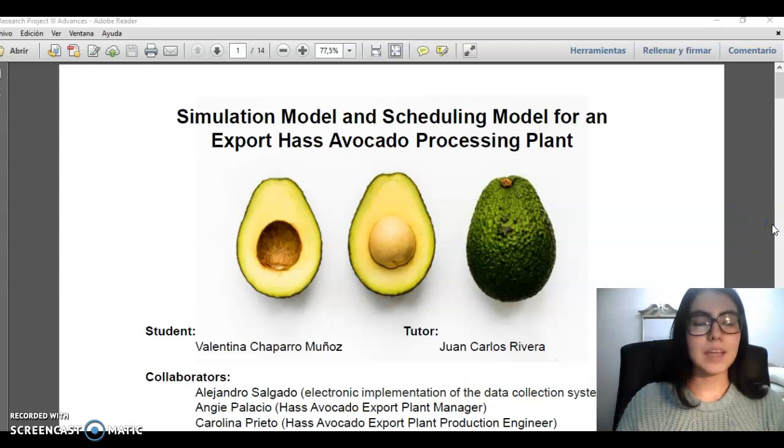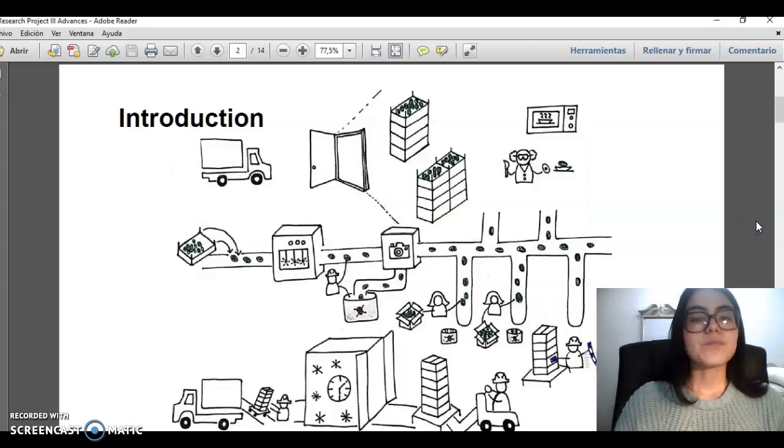Good morning, my name is Valentina Chaparro Muñoz and my project is called Simulation Model and the Scheduling Model for an Export Hass Avocado Processing Plant. My tutor is Juan Carlos Rivera and my collaborators are Alejandro Salgado, who is helping with the electronic implementation of the data collection system, and G. Palacio, who is the Hass Avocado Export Plant Manager, and Carolina Prieto, who is the Hass Avocado Export Plant Production Engineer.